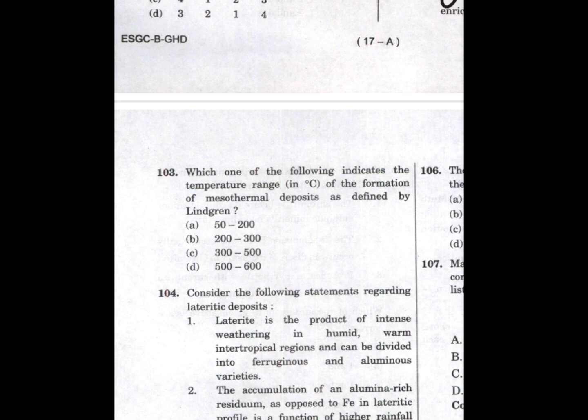The telethermal deposit is usually less than 50 degrees Celsius, very low pressure, nearly surface, for example fluorite and barite deposits. The second one is epithermal deposit, with temperature nearly 50 to 200 degrees Celsius. This comes under epithermal.